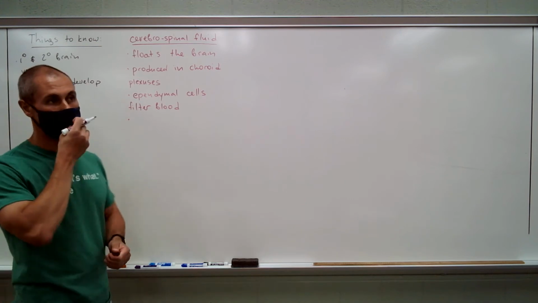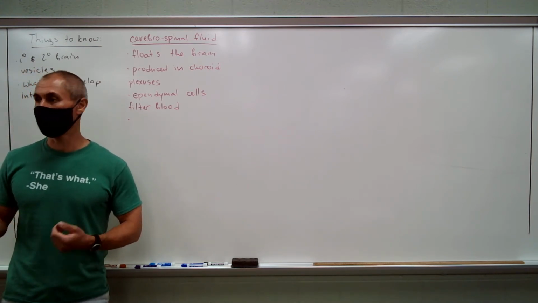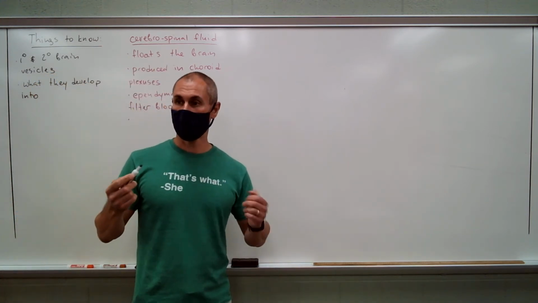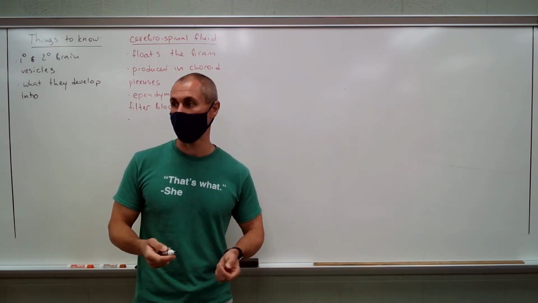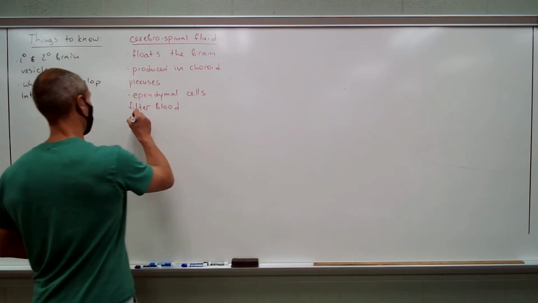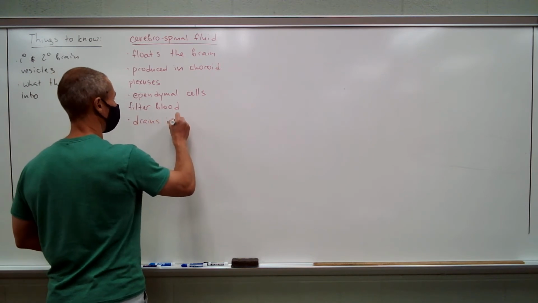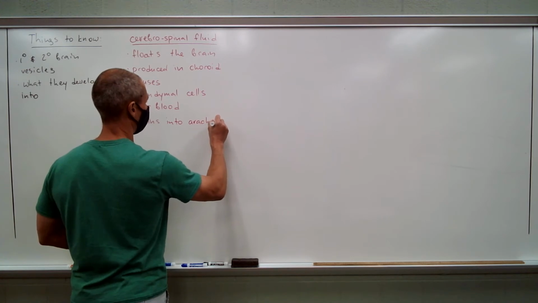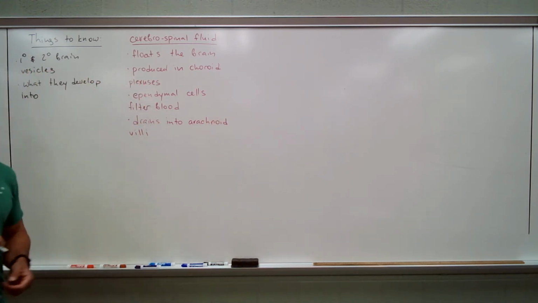You produce I believe about 500 mils of CSF per day, you don't need to memorize the number, but the volume that you have at any given moment is about 150 mils. So it's got to drain. Cerebrospinal fluid drains into arachnoid villi. Okay?